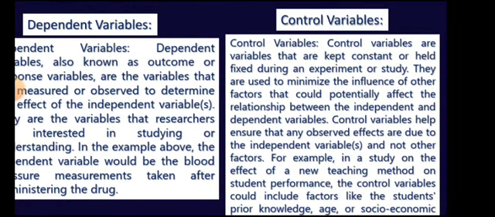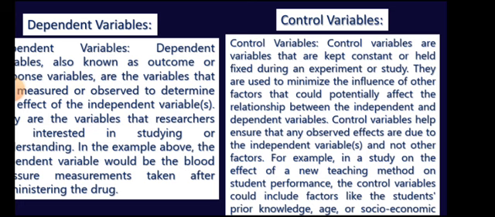Now we have the control variables. Control variables are variables that are kept constant or held fixed during the experiment or the study. They are used to minimize the influence of other factors that could potentially affect the relationship between the independent and the dependent variables. Control variables help to ensure that any observed effect is due to the independent variables and not other factors.